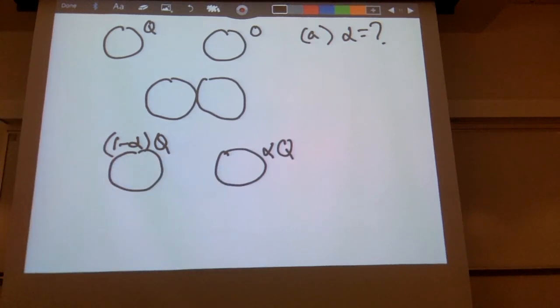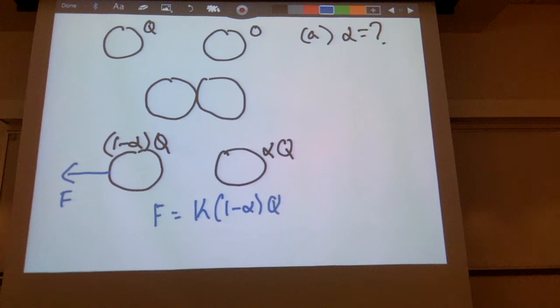Okay? So let's look at one of these guys. What this is going to do is result in a repulsive force. So this is our force, where the force is going to be equal to K times the charge on the first one, which is (1 minus alpha) times Q, times the charge of the second one, which is alpha times Q, divided by the distance d squared between the two. We're simply saying this distance is d. Okay, so this is the force between the two.